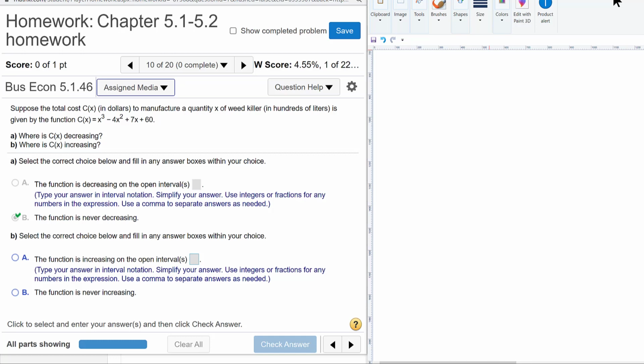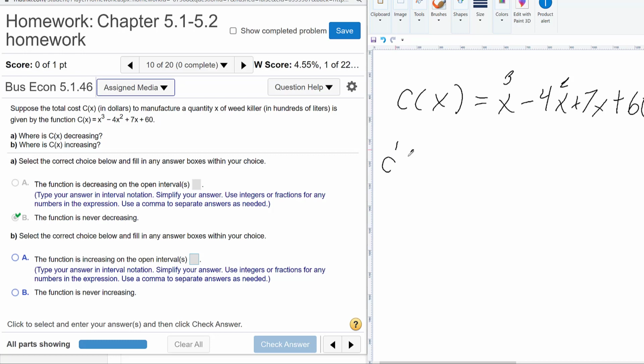Number 10. Suppose the total cost C of x in dollars to manufacture a quantity x of weed killer in hundreds of liters is given by the function C of x equals x cubed minus 4x squared plus 7x plus 60. Where is C of x decreasing and where is C of x increasing?